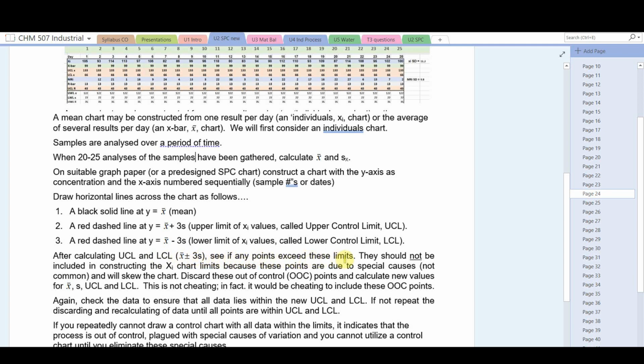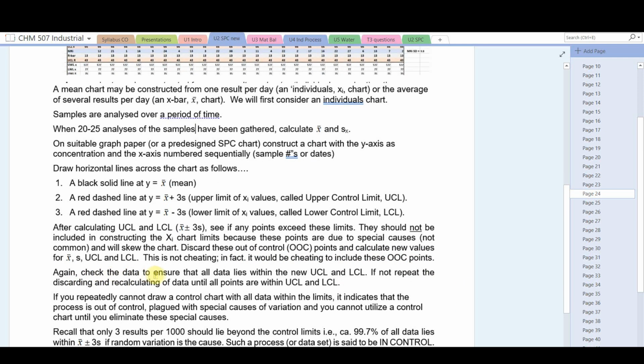points exceed these limits. These points should not be included in constructing the chart limits because these points are due to special causes. They're not common and they will skew the chart. So discard these out of control points and calculate new values for x bar, standard deviation, upper and lower control limits. This is not cheating. In fact, it would be cheating if you included these out of control points.